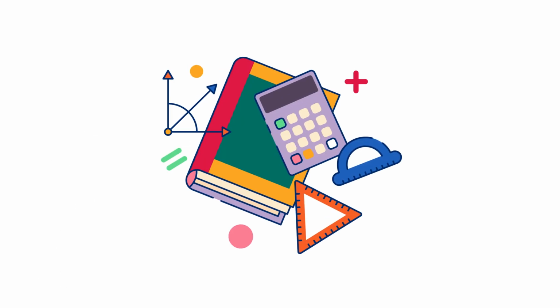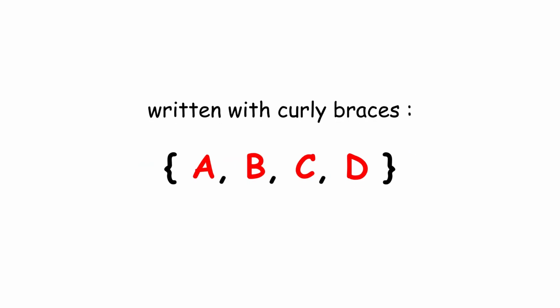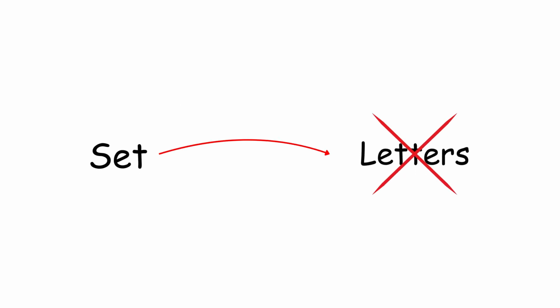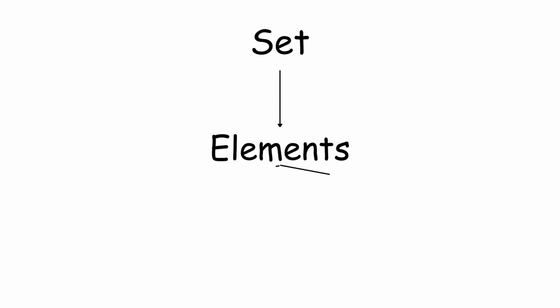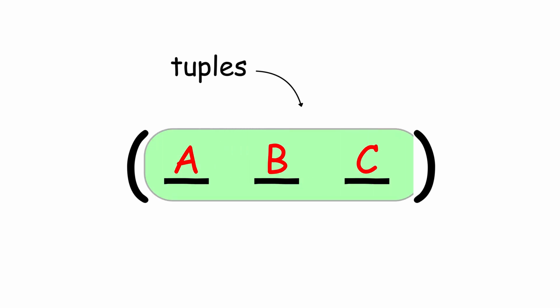To use more mathematical terms, we can consider the alphabet from earlier to be a set, written with curly braces. A set doesn't have to contain letters. The elements of a set can be all kinds of objects. Meanwhile, the sequences we considered earlier are called tuples. A tuple is basically an ordered list of elements. A tuple is written with parentheses.